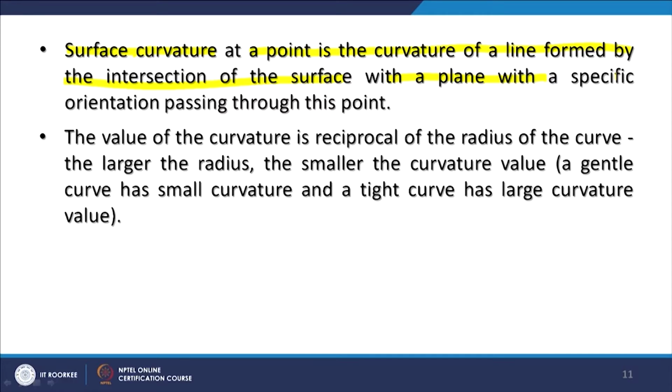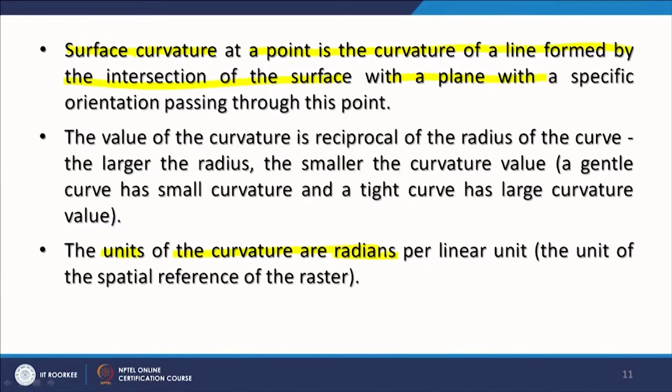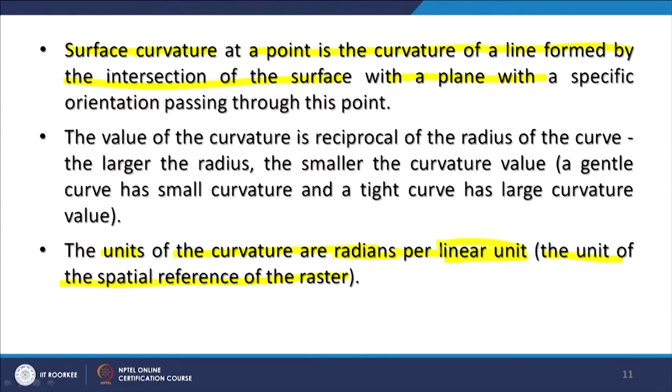The value of curvature is the reciprocal of the radius of the curve: the larger the radius, the smaller the curvature value is. A gentle curve has a small curvature and a tight curve always has a large curvature value. The units of curvature are radians per linear unit of the spatial reference of the raster. So, if our units are in DD, then it is per linear DD.